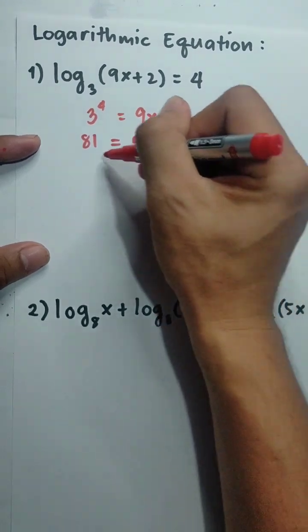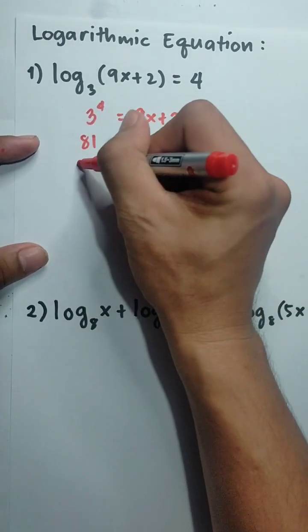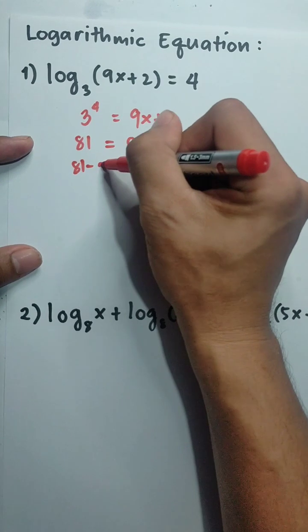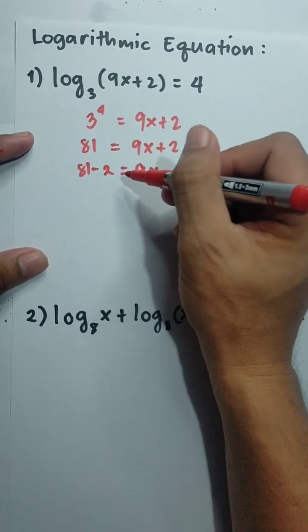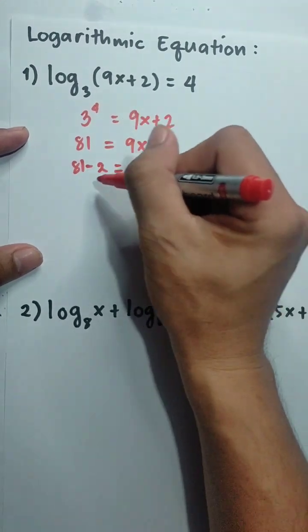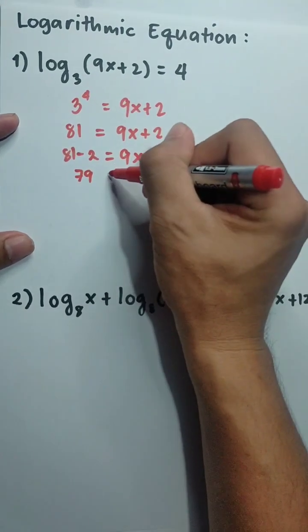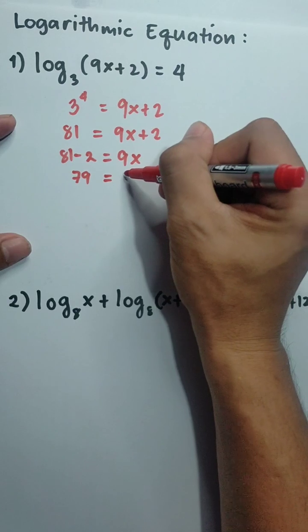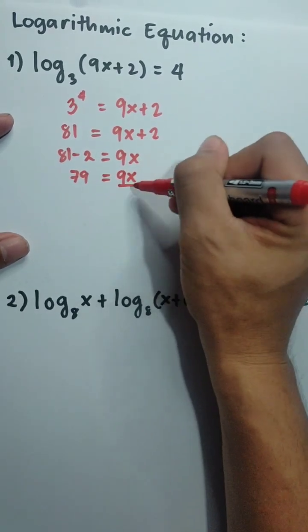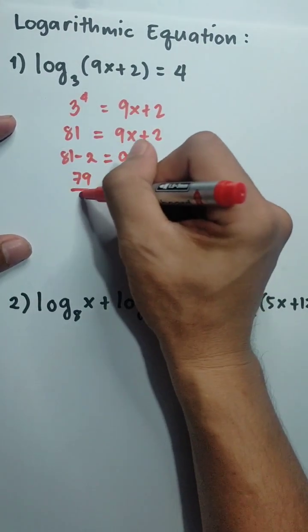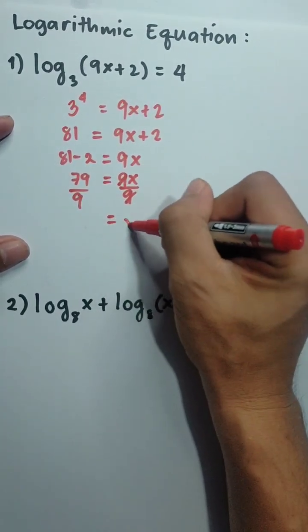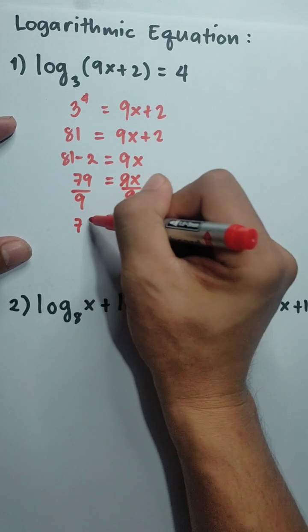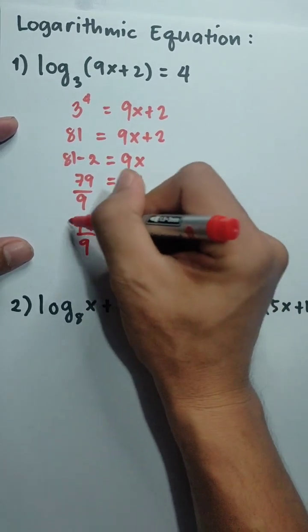Let's move this to the left. So we have 81 minus 2 is equal to 9x. The left hand side becomes 79, and it's equal to 9x. Let's divide both sides by 9. We can cancel this out to give us x equals 79 over 9.